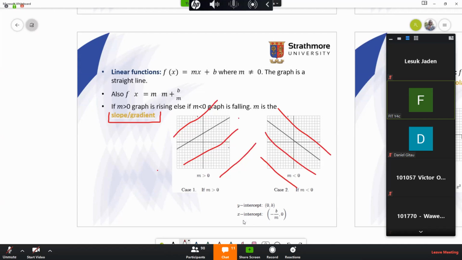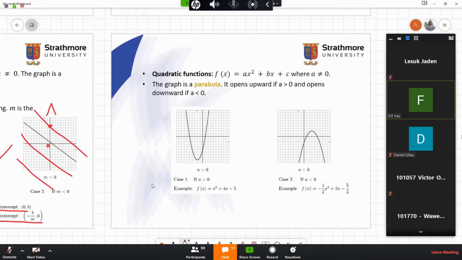Then we have the y-intercept and the x-intercept. The y-intercept is the place that the line actually cuts the y-axis. Okay, so for this one, the y-intercept will be here. So at the y-intercept, x is always 0. Okay, and at the x-intercept, the value for y is always 0. So then we have quadratic functions. You can check them out, still the same.